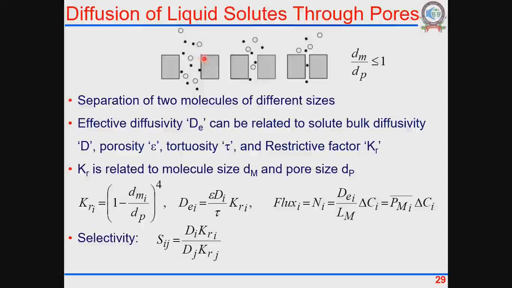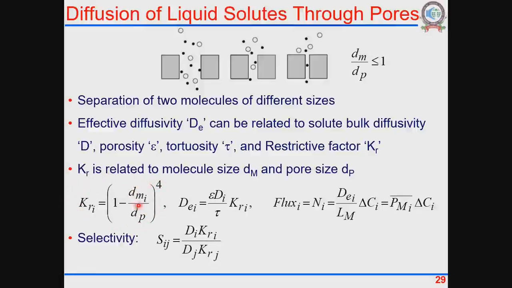Now the effective diffusivity of the solute through the membrane can be related to two parameters. One is the bulk diffusivity, that is the diffusion in the absence of any medium, and the other is a property related to the size of the pore as compared to the size of the solute that is going through. That's called the restrictive factor. The restrictive factor is related to the size of the molecule, dm, and the pore size. One relationship that relates the restrictive factor to the molecular size and pore size is given by this expression.